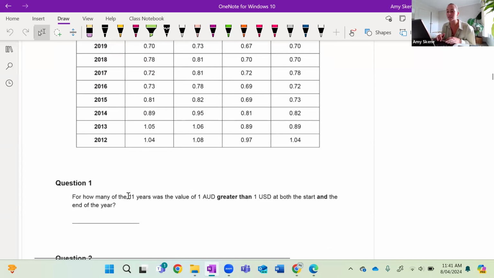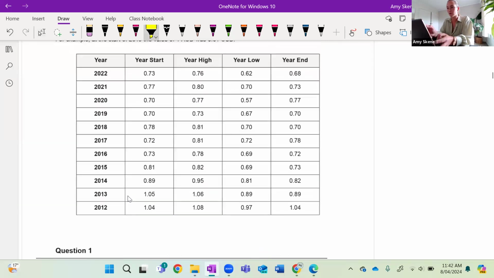of the 11 years was the value of $1 Australian greater than $1 US at both the start and the end of the year? So I'm looking at $1 Australian greater than $1 US at both the start and the end. I've got the year start and the year end. When $1 Australian is greater than $1 US, it has to be 1 point something, so not a number lower than 1.